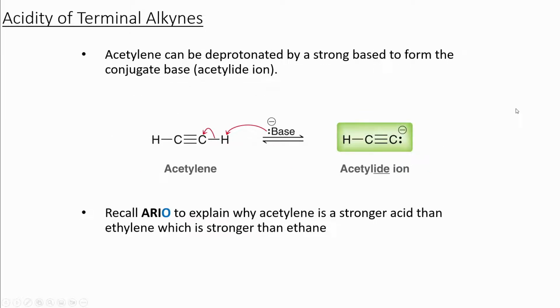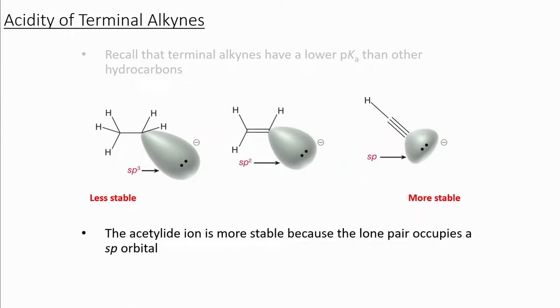This means that acetylene can be deprotonated by a strong base to form the acetylide ion. This ion is going to be more stable than if we had a negative charge on an sp2 or sp3 carbon. The lone pair is more stable because it occupies an sp orbital. The sp orbital has 50% s character as compared to 33 or 25% s character on an sp2 or sp3 orbital.